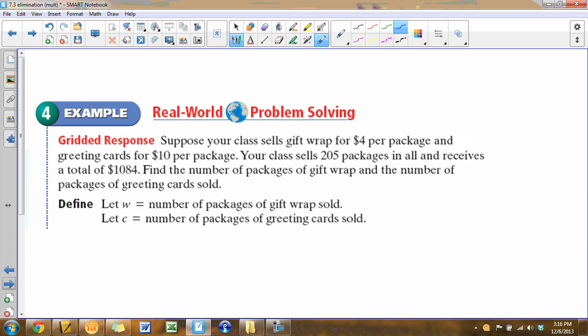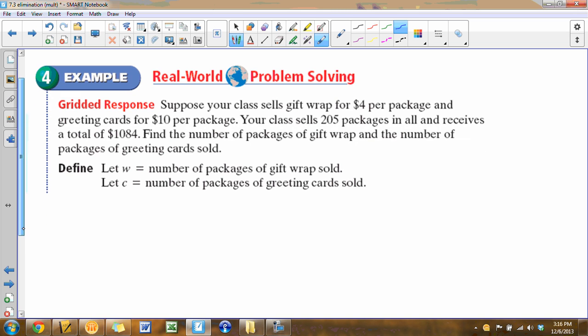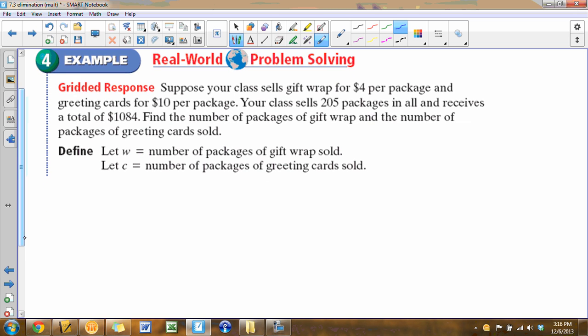Now, suppose your class sells gift wrap for $4 per package and greeting cards for $10 per package. Your class sells 205 packages in all and receives a total of $1,084. Find the number of packages of gift wrap and the number of packages of greeting cards sold. Let W equal the number of packages of gift wrap, and let C equal the number of packages of greeting cards. So they've already given us our W and our C as our variables, so that was really nice.